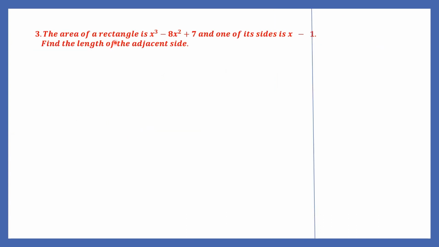Question 3. The area of a rectangle is given to us. One of its sides is also given to us. We have to find the length of the adjacent side. So we have a rectangle. What are adjacent sides? Sides next to each other. This side and this side. That is, the length and the breadth are adjacent sides.